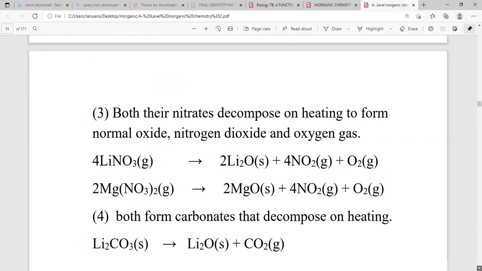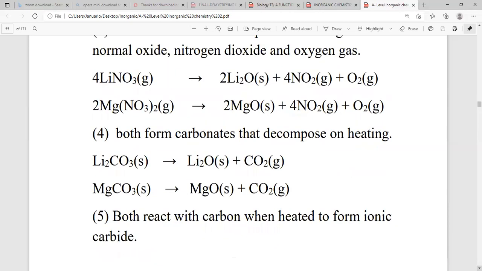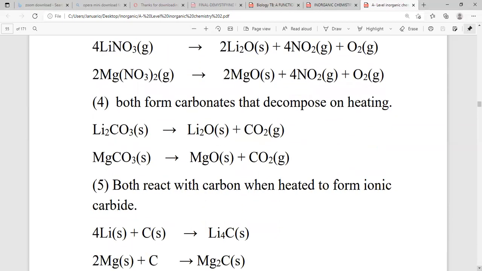Both their nitrates decompose on heating to form a normal oxide, nitrogen dioxide, and oxygen gas. When you heat lithium nitrate, it will decompose to give a normal oxide, nitrogen dioxide, and oxygen gas. Likewise, for magnesium nitrate, you will form the normal oxide, magnesium oxide, then nitrogen dioxide and oxygen gas. Both form carbonates that also decompose on heating.